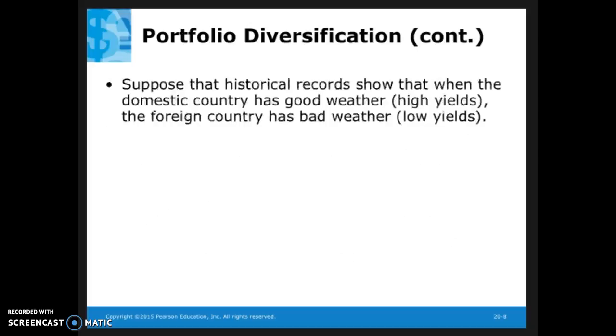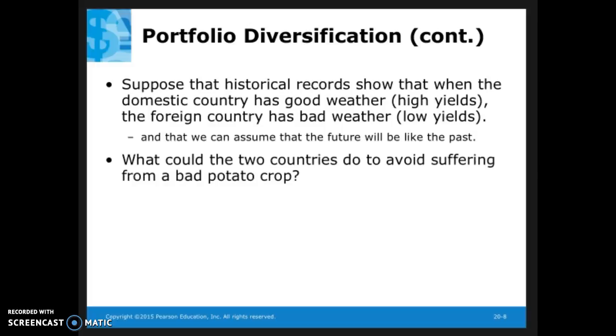So suppose the historical records show that the domestic country has good weather and high yields, and the foreign country has bad weather and low yields. We can assume that the future will be like the past.